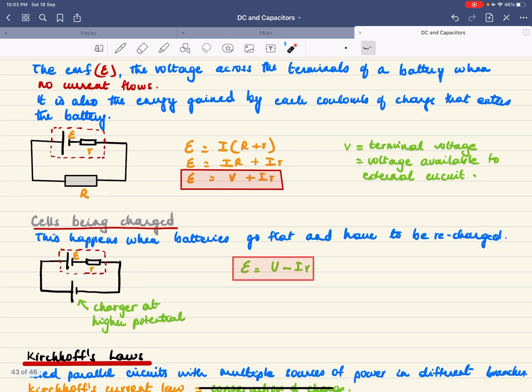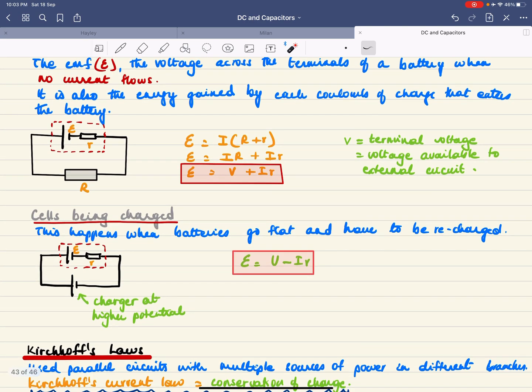Now, when cells are being discharged, that's the formula you use. But after some time batteries become flat, or they have no more energy left, so they need to be recharged if they're the rechargeable ones. As batteries grow old, the internal resistance becomes quite big. To charge it, you need a charger, and the important thing here is that the positive terminals are connected together. So the current is actually flowing the other way compared to when it's discharging.